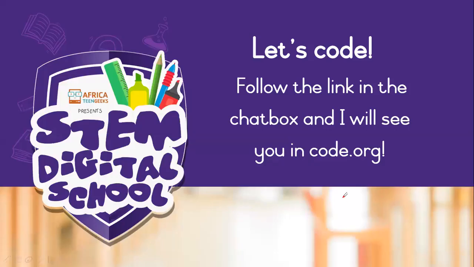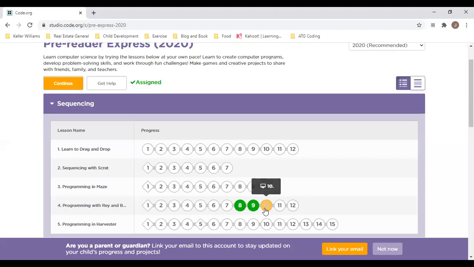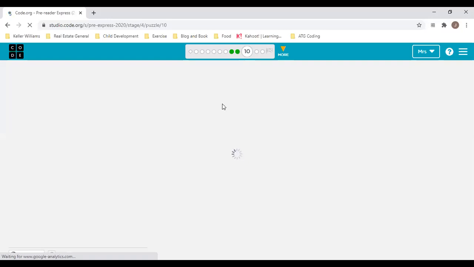Okay, I am going to share my screen now. Then we can go to the chat box, and then I will share. Let me just share where we are. So we will start with puzzle 10. I'm going to share it for you now.